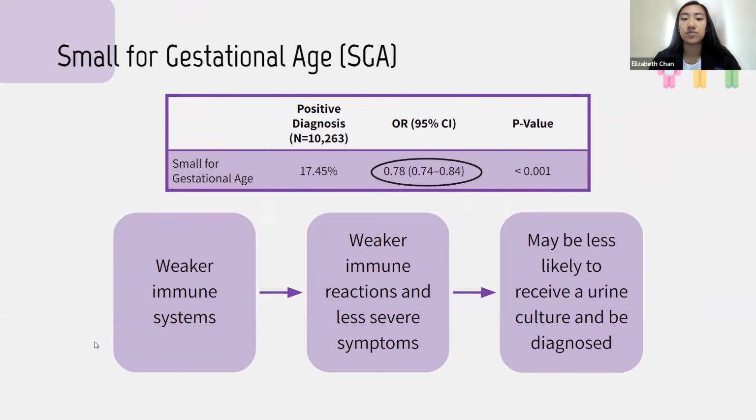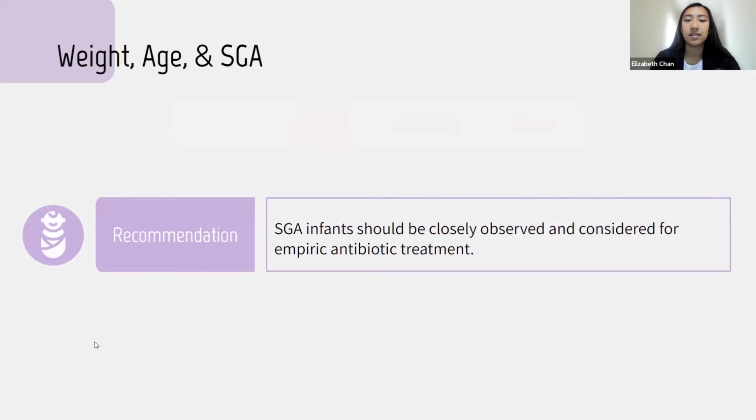However, after we normalized the infants' weights to their gestational age, infants that were small for their gestational age were less likely to have a UTI diagnosis with an odds ratio of 0.78, and this was unexpected because we thought that the smaller the premature infant, the more susceptible they would be to contracting UTIs. So this might be due to SGA infants having weaker immune systems, which leads to a weaker immune reaction and less severe symptoms, which could lead to a decreased likelihood of receiving a urine culture in the first place and being diagnosed. Thus, we recommend that SGA infants be closely observed and considered for empiric antibiotic treatment.